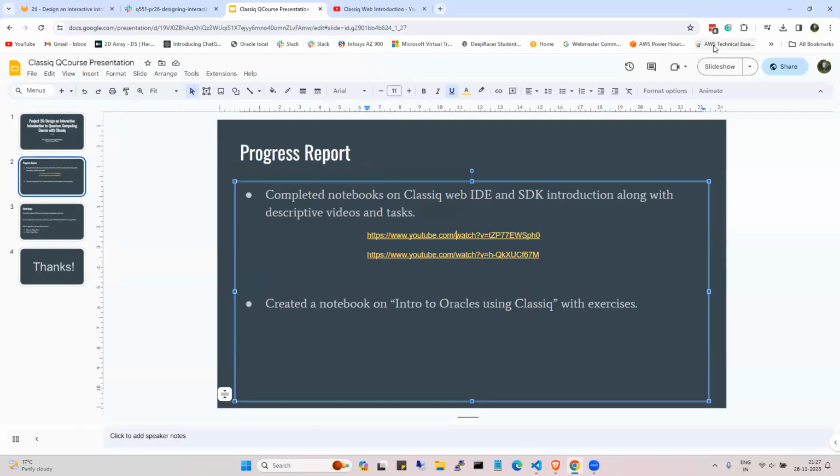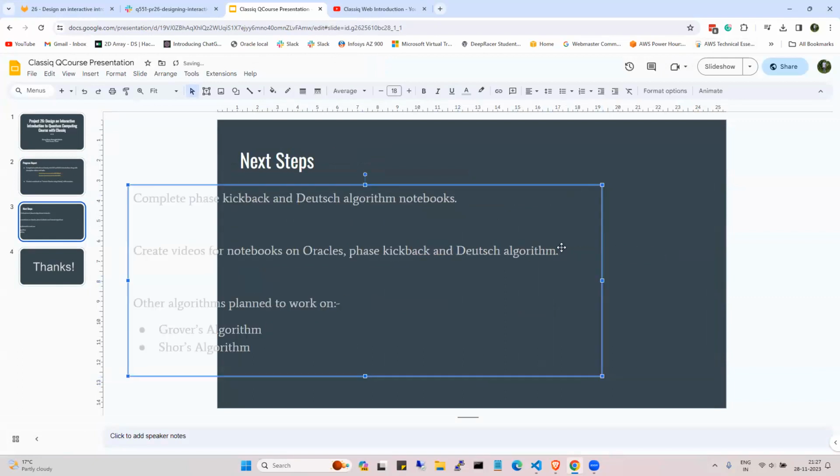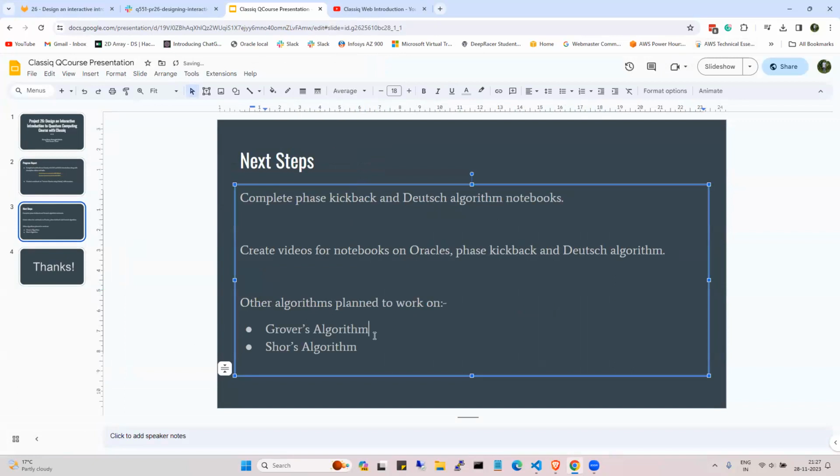And yeah, in the upcoming week, I will complete notebooks on phase kickback and the Deutsch-Jozsa algorithm, and complete videos on these three related topics. After that, my plan is to cover Grover's and Shor's.